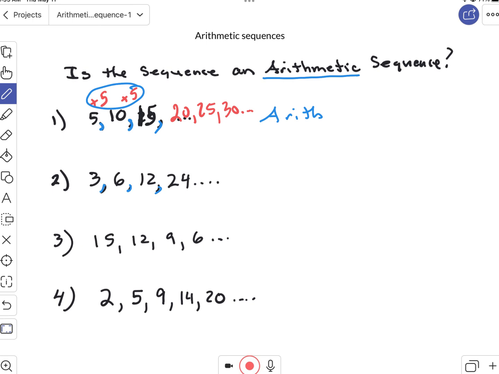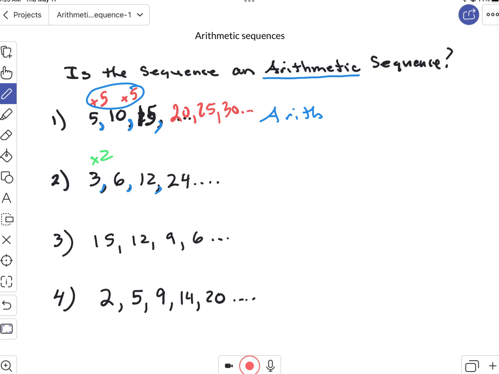In number 2, it doesn't look like we're adding the same thing. Here we're adding 3, and now we're adding 6, and now we're adding 12. So we're not really seeing a pattern where you're adding the same number. So we're not consistently adding the same number. But did you notice the other pattern? The pattern is we're multiplying by 2.